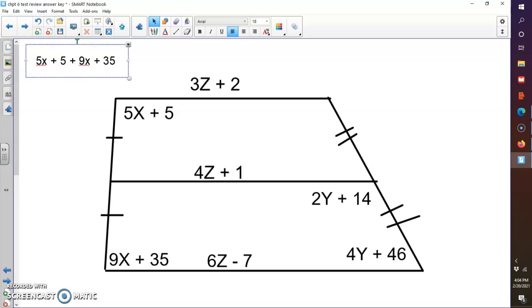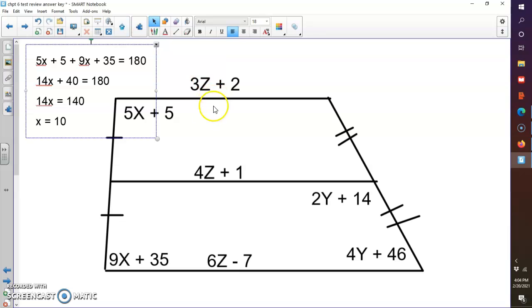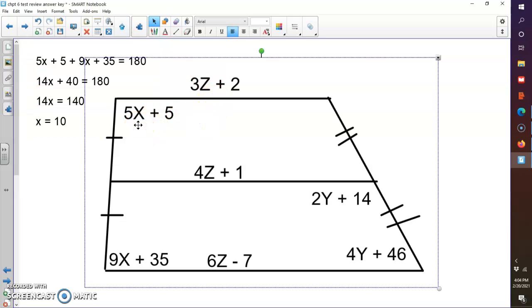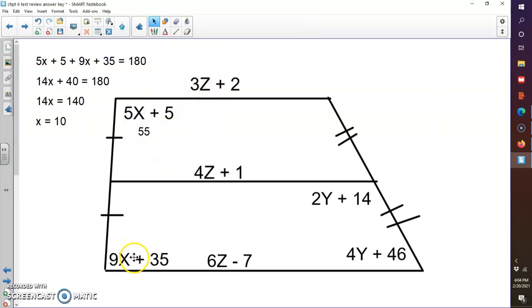So now we have 14x plus 40 equals 180. 14x equals 140. And x equals 10. And I'm always a big fan of plugging the numbers in. We get 55. 90 and 135 is 125. And what you'll notice is corresponding angles also have to be congruent. This is 125, and this is 55.